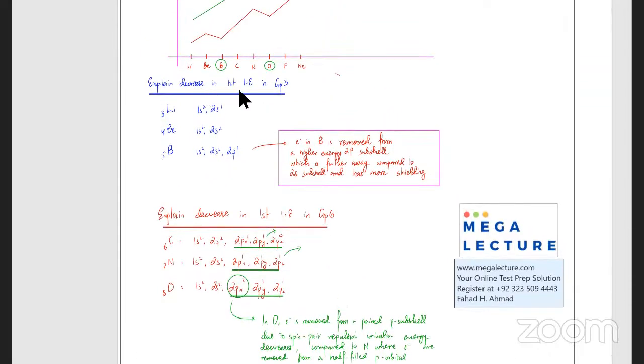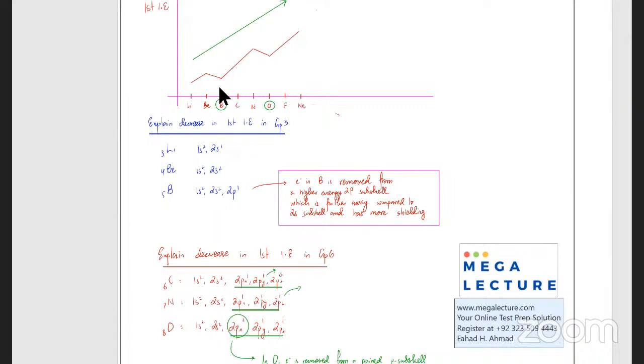Explain why there's a decrease in the first. What happens at group 3? Why does the ionization energy decrease? It decreases because group 1 would be S1, group 2 would be S2, group 3 would be S2P1, right? So all of a sudden you've got an extra orbital which is more shielded because you've got more shells. So group 3 is removed from a higher energy p subshell, which is further away compared to the 2s subshell and has more shielding. Okay, so it becomes easier to remove electrons.